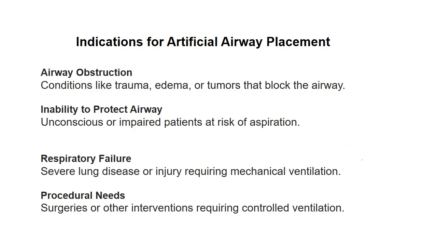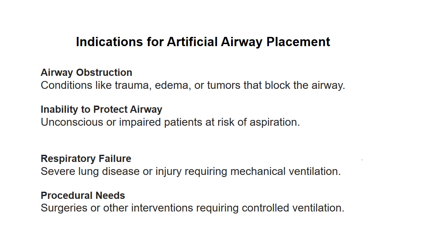Indications for artificial airway placement. What are the indications when we put an artificial airway? First, airway obstruction. Conditions like trauma, when there is edema in the face, or when there are tumors that block the airway, then we put these artificial airways. Inability to protect the airway, that is when the patient is totally unconscious, GCS 3 or GCS less than 8, then in that case we have to intubate the patients. We have to protect the airway so that the patient does not aspirate.